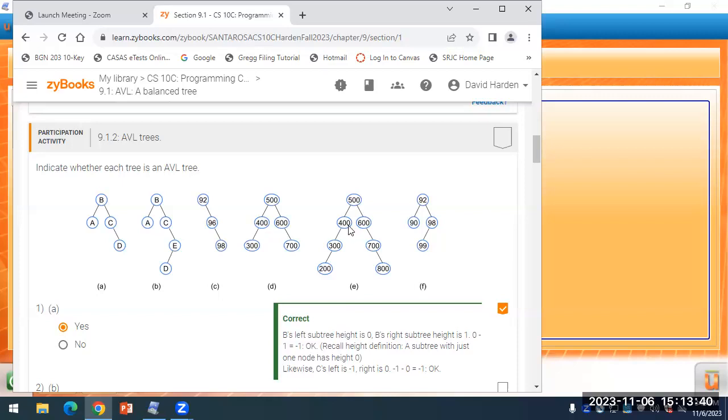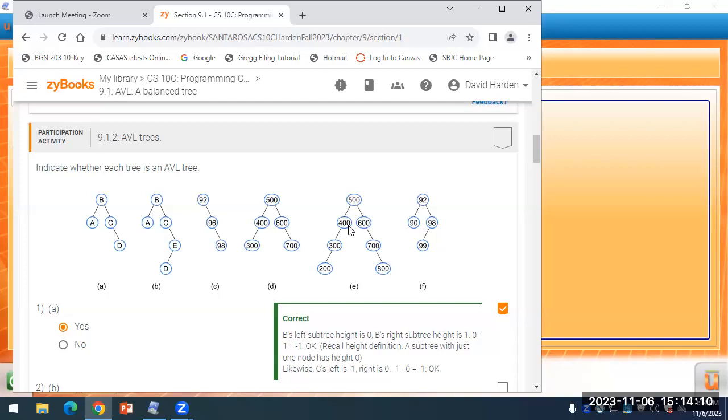Let's look at the 400. The height of 400's left subtree is 1. Okay, we'll get this. The height of 400's right subtree is -1. 1 minus -1 is 2. So part E, the answer is no.